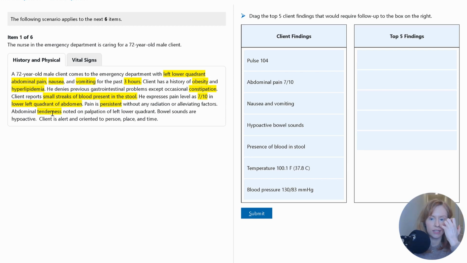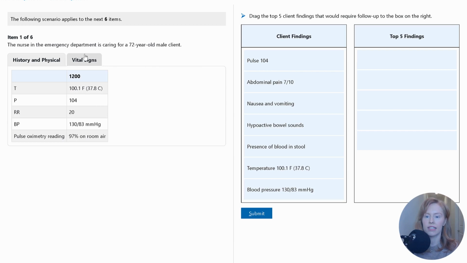Abdominal tenderness is noted on palpation of the left lower quadrant. Bowel sounds are hypoactive. Client is alert and oriented to person, place, and time. And then for our vital signs, his temperature is a little bit elevated at 100.1 Fahrenheit or 37.8 centigrade. He's a little tachycardic with a pulse of 104. His respiration's 20. His blood pressure a tiny bit elevated at 130/83. And then his pulse oximetry reading 97% on room air.